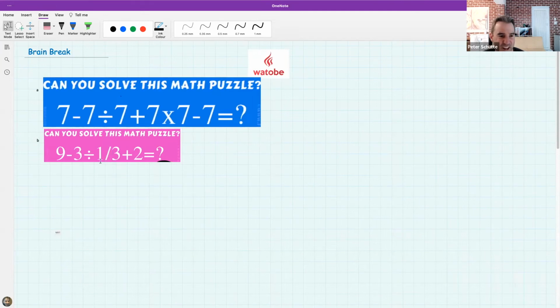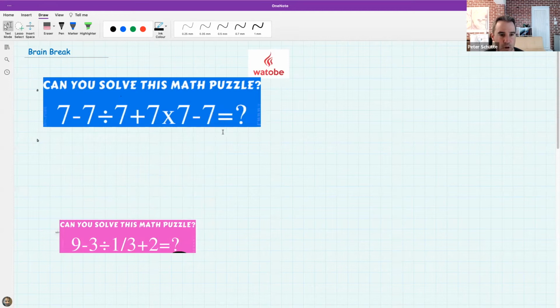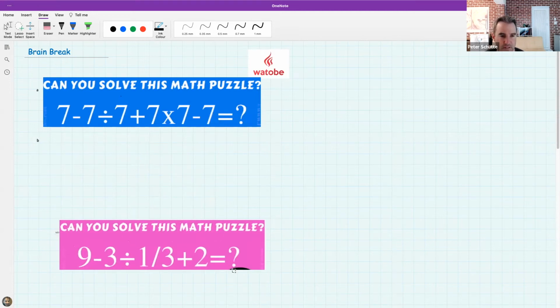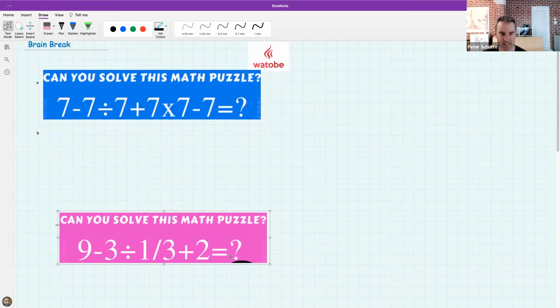Okay, so I want you guys to initially solve for me the blue maths puzzle. And then, in fact, you can do both. They're not really puzzles, I guess. It's more of a thinking question. Can you solve it?